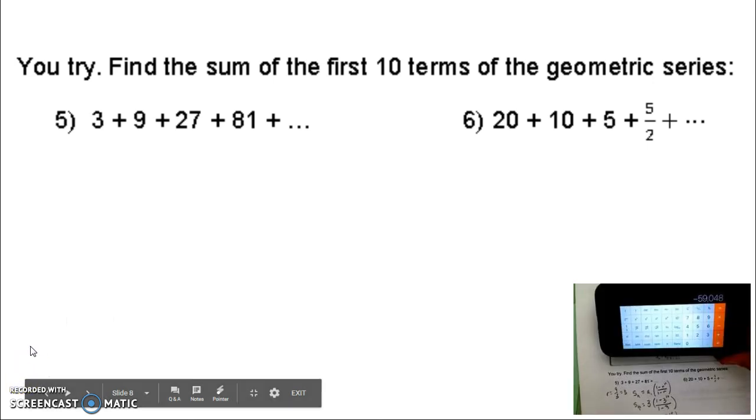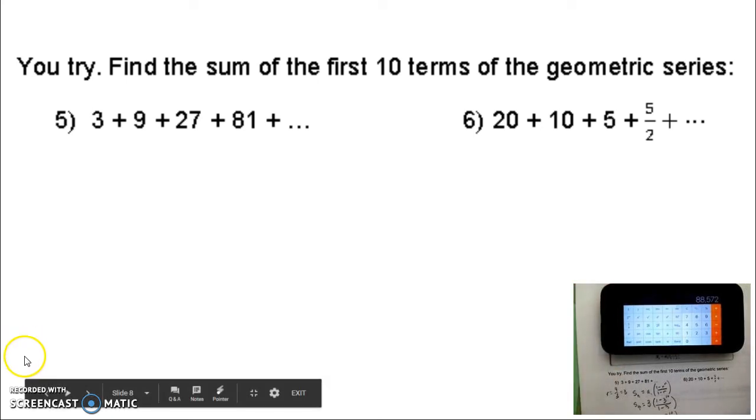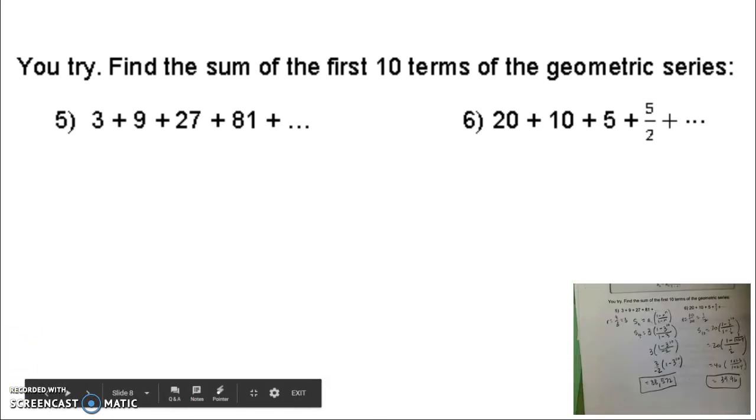How big a negative number? This big. 59,048 times 3 divided by negative 2 is going to give me 88,572. You go ahead and try the second one on your own. Pause the video. Come back to check your answer.